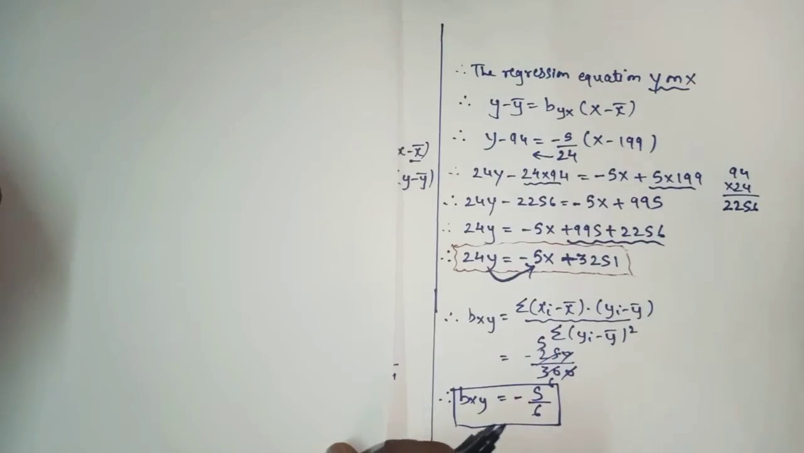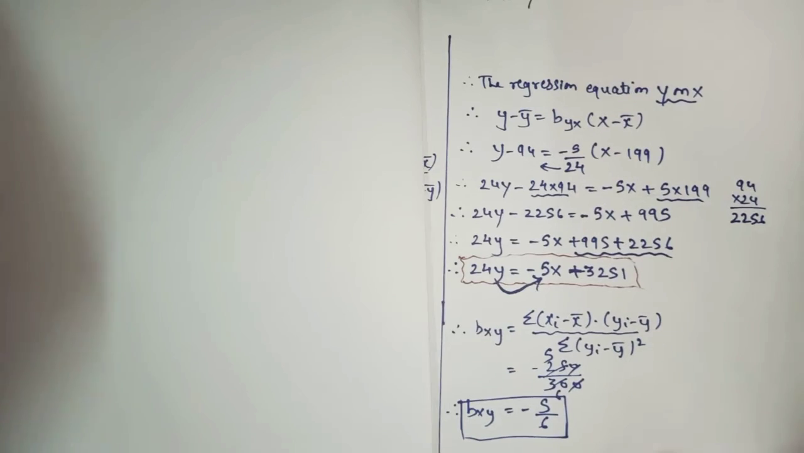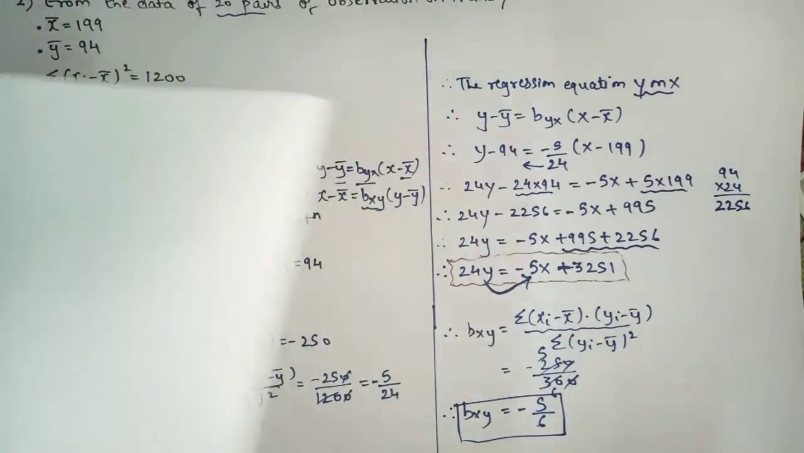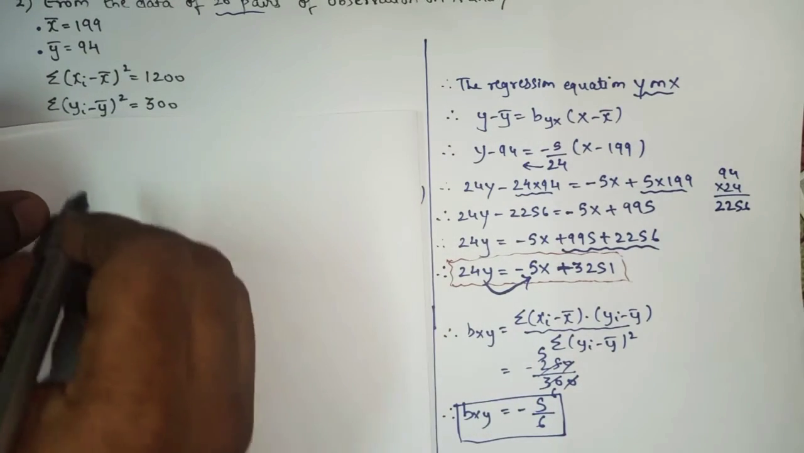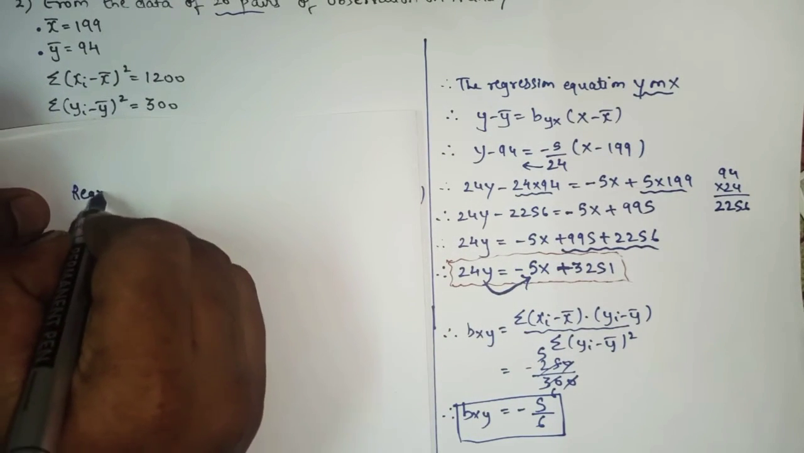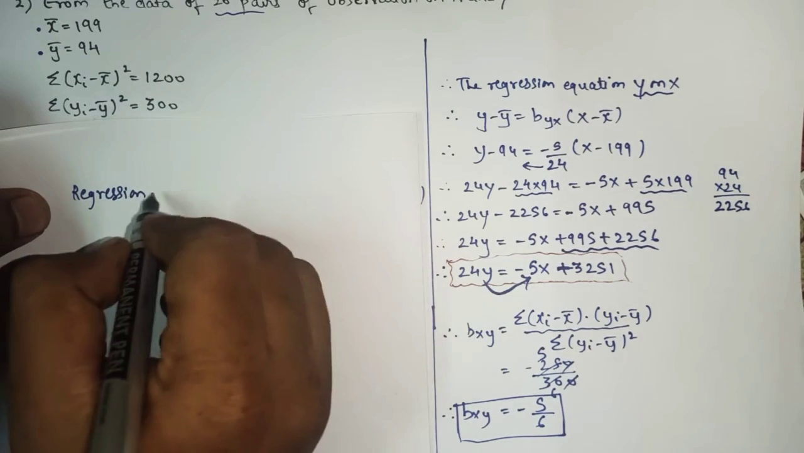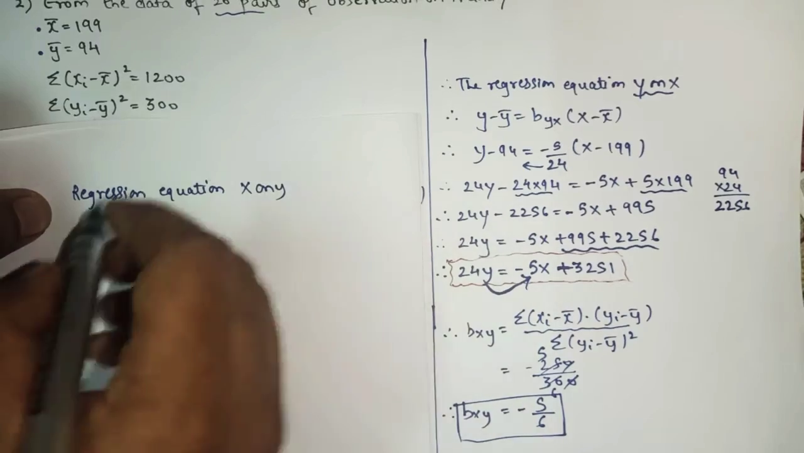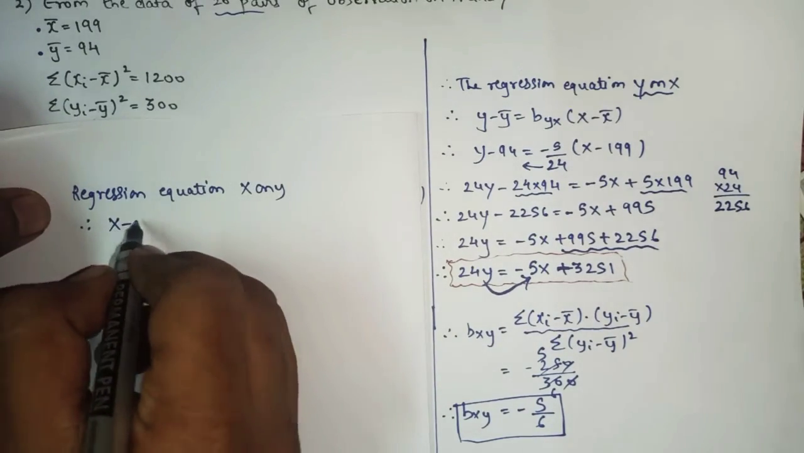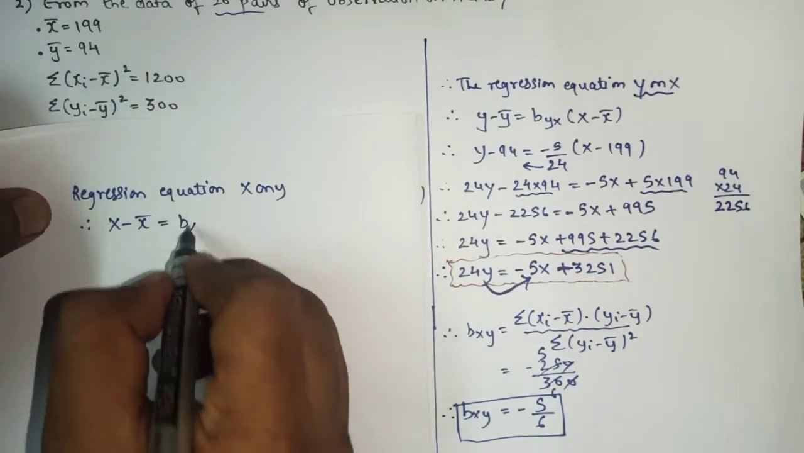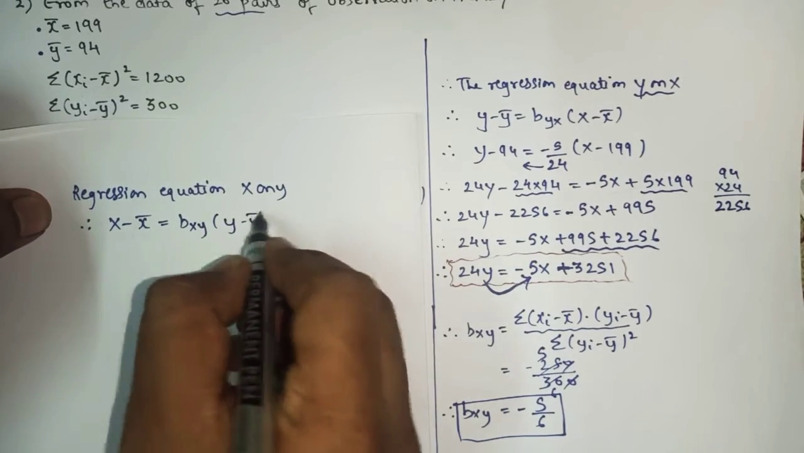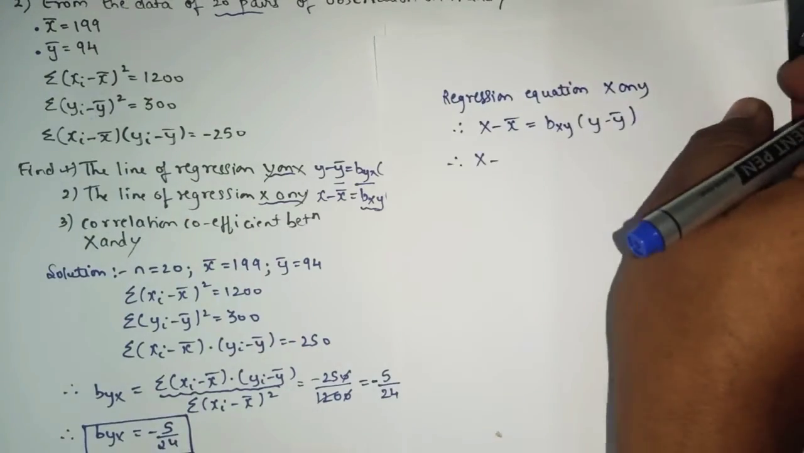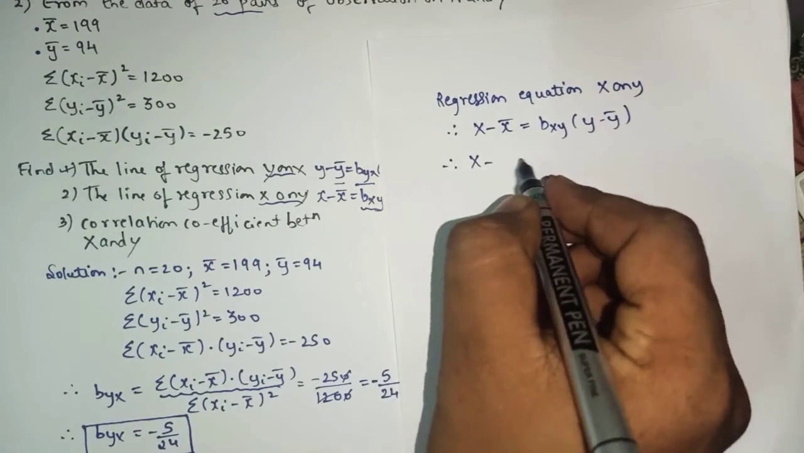So now we'll apply the formula for the regression equation x on y. So the formula is x minus x mean equals bxy times (y minus y mean). So therefore x minus x mean is what? 199.